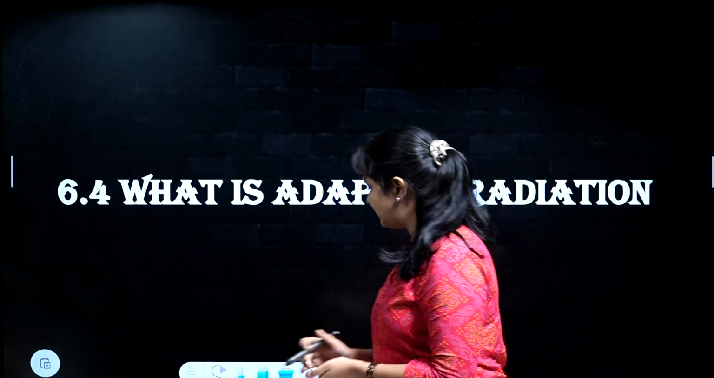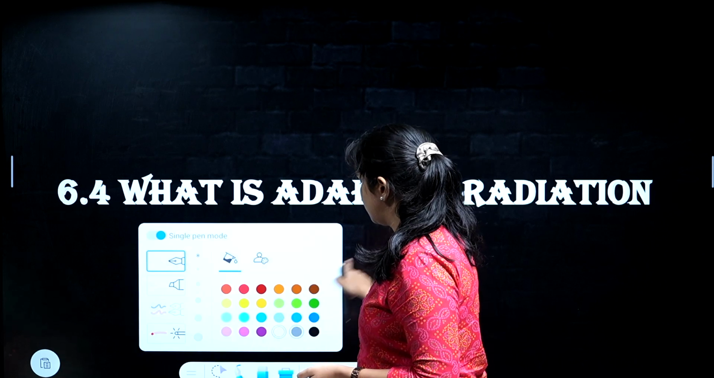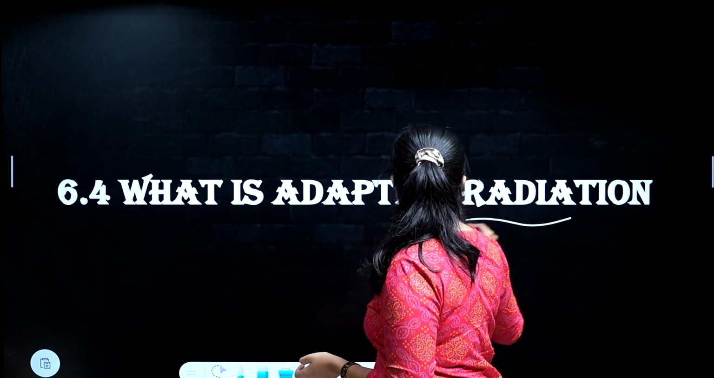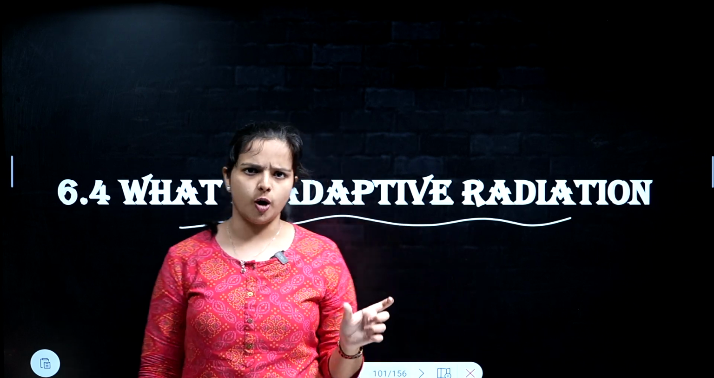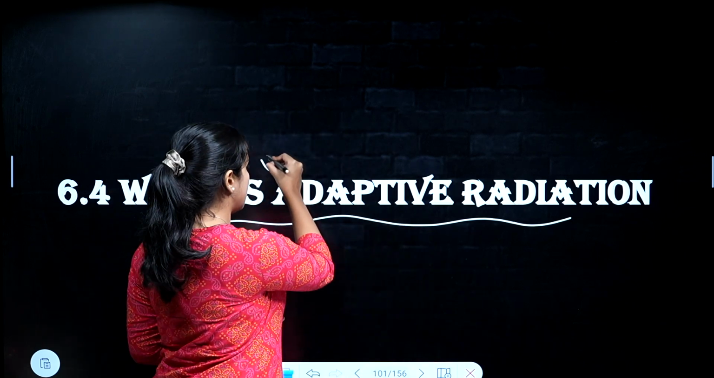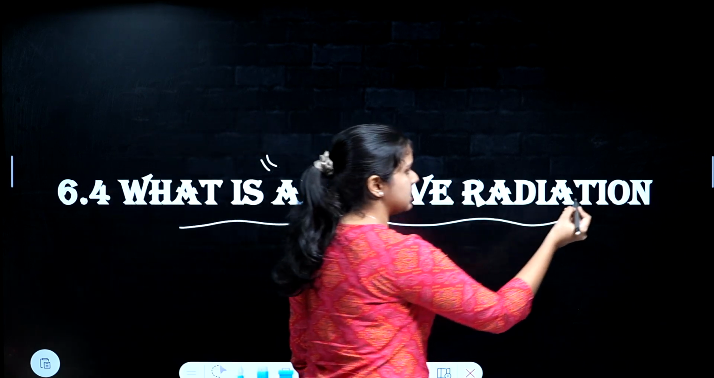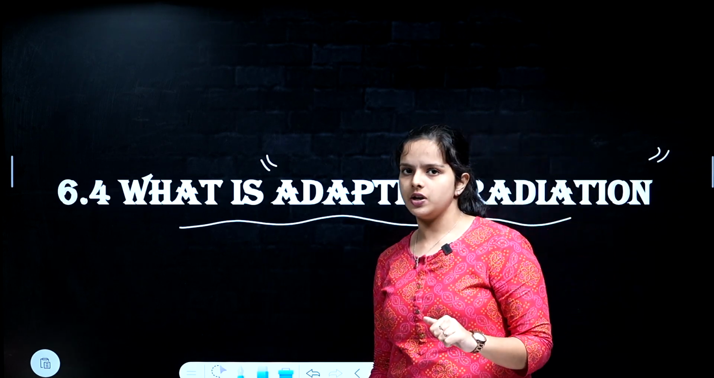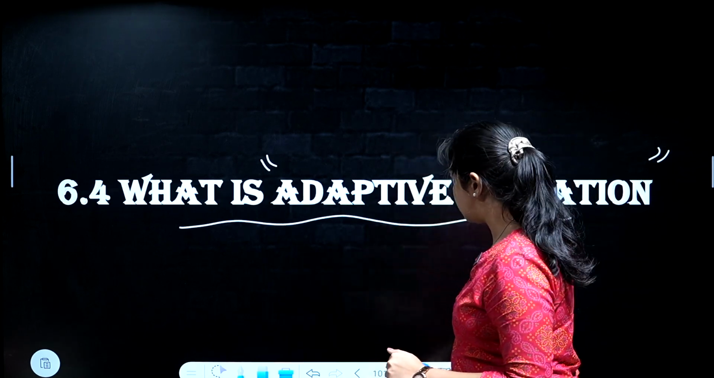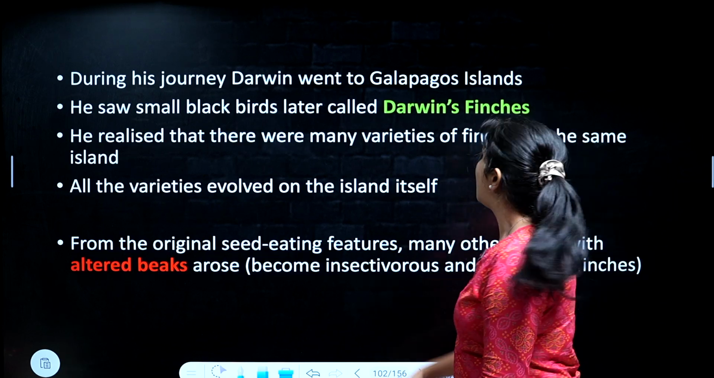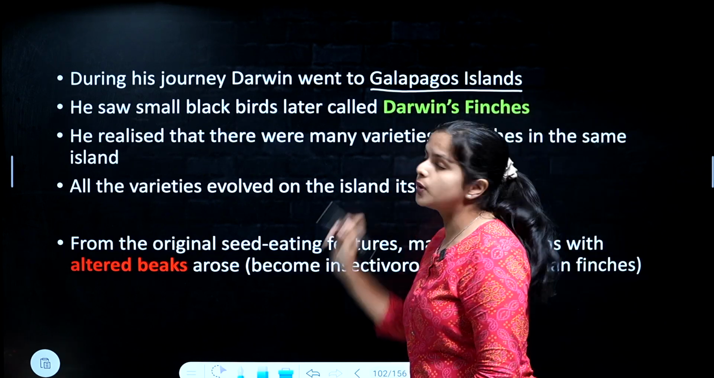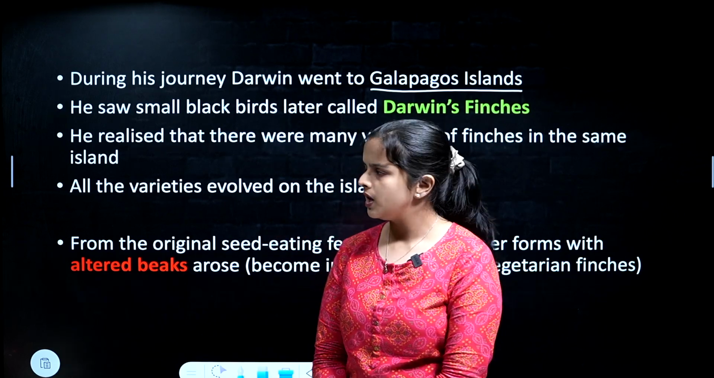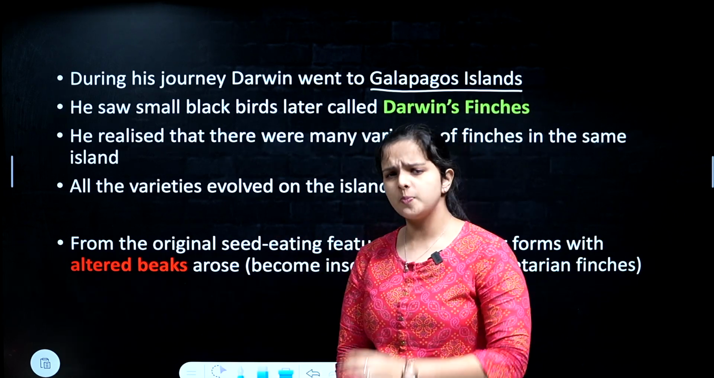The fourth section that you have over here is a question: what is adaptive radiation? It's a very small topic, but it's a very important one. Let's go back to Charles Darwin once again. I told you that Charles Darwin went to an island known as the Galapagos Island. And in Galapagos Island, he observed a few things.